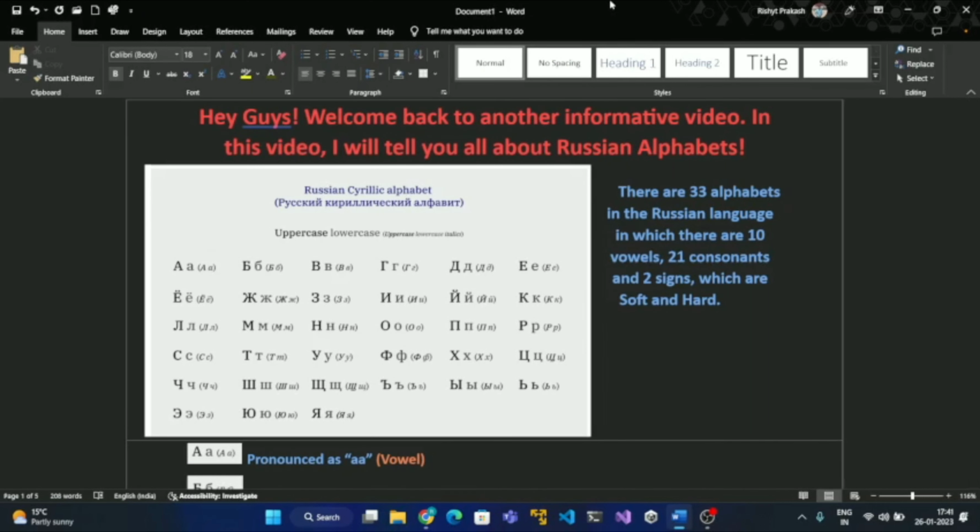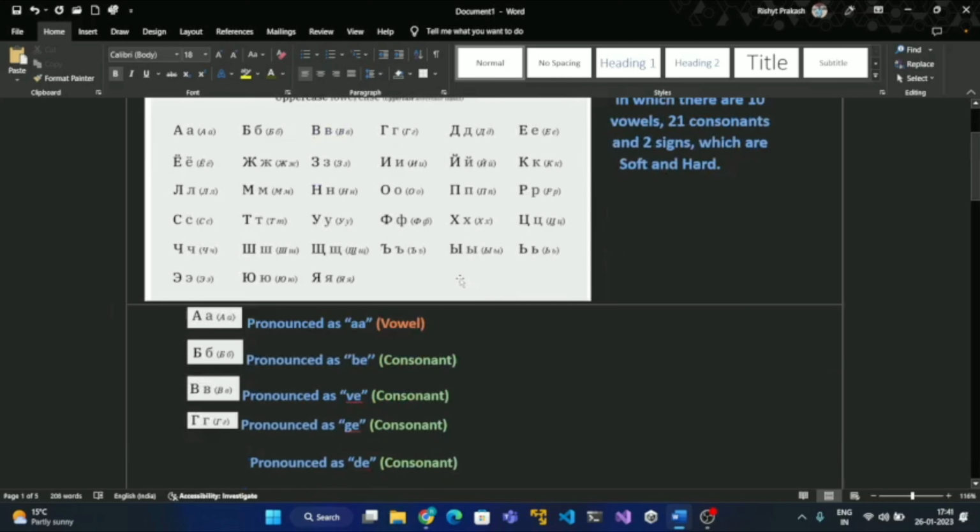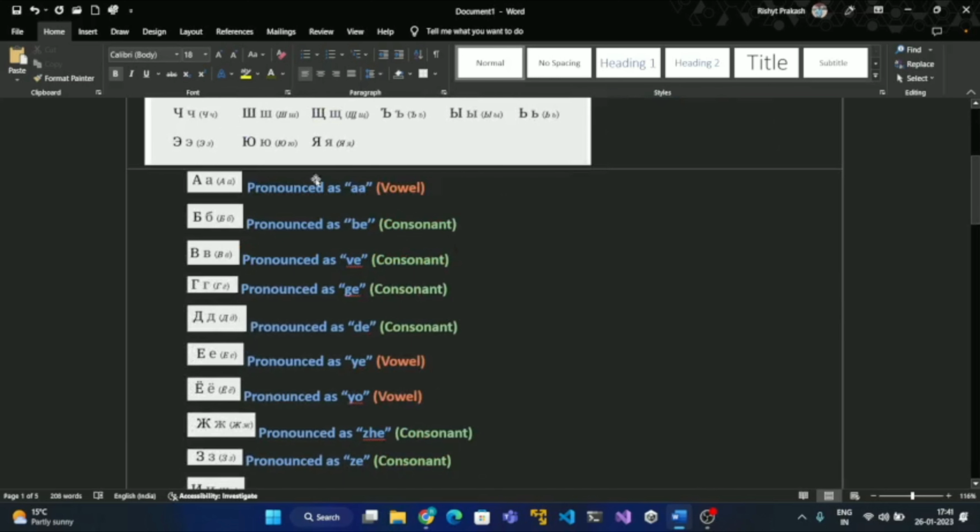In this video, I will tell you all about Russian alphabets. So, there are 33 alphabets in the Russian language, in which there are 10 vowels, 21 consonants and 2 signs, which are soft and hard, as you can see here. So, starting with the first one, A. Once again, A, which is a vowel. You can see how it is written over here.